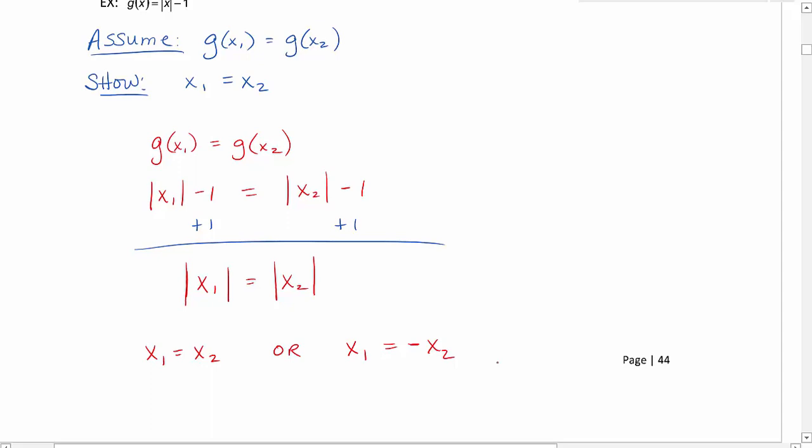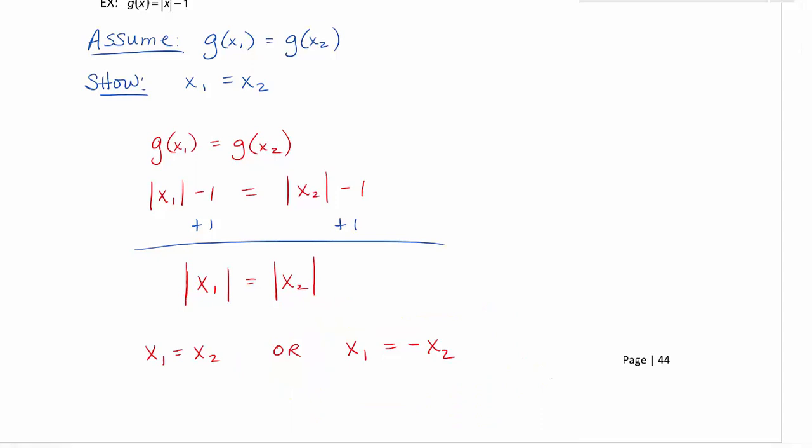So we worked out the algebra and we got more than just x1 equals x2. What we were trying to show was that x1 is always going to be equal to x2, assuming that g of x1 was equal to g of x2, but what we came up with is that they might be equal or they might be opposites. So because we got this extra case that we don't really want, that means that this is not one-to-one.